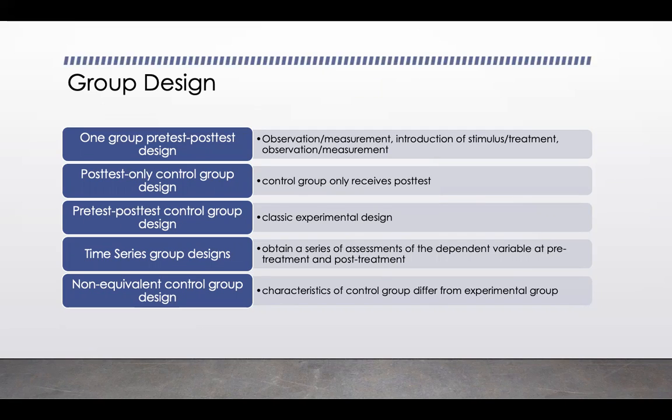With a time series group design, you obtain a series of assessments of the dependent variable at pre-treatment and post-treatment. In non-equivalent control group designs, the characteristics of the controlled group differ from the experimental group.